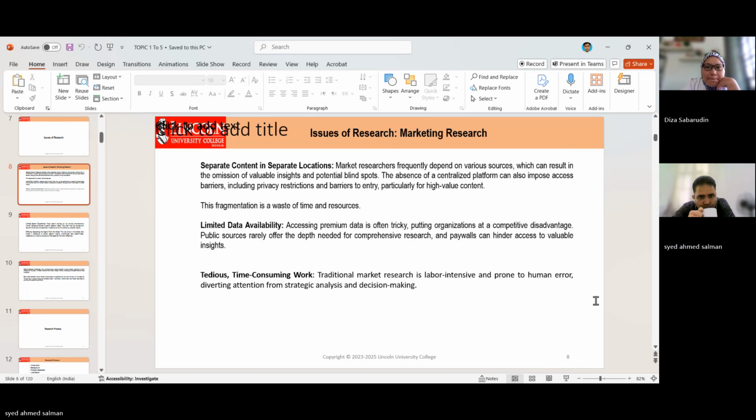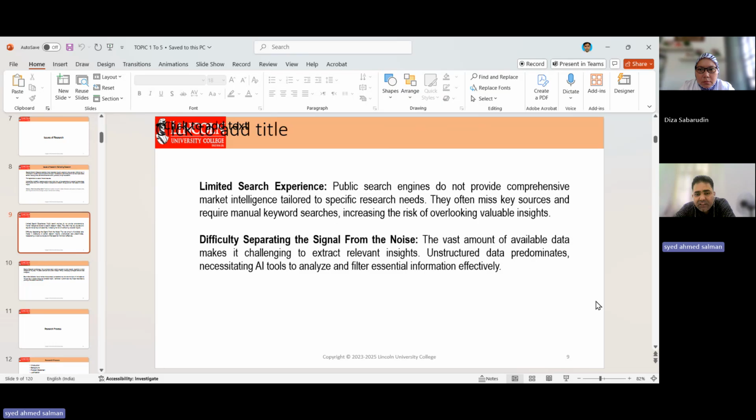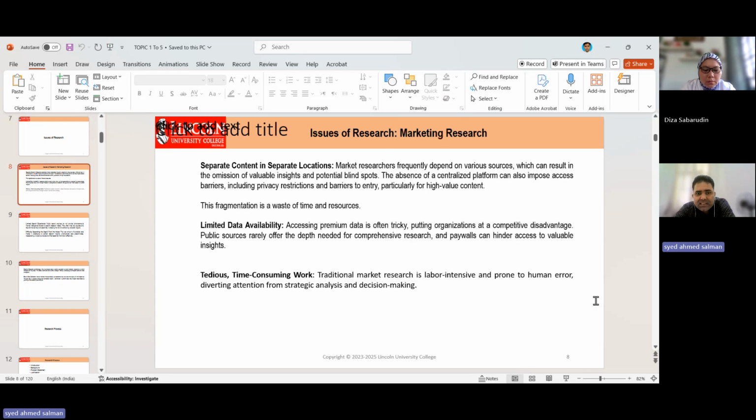Okay, go through this. If you do not have an answer, please ask me. First, try to understand how to overcome separate content in separate locations, limited data availability, tedious time-consuming work, limited search experience, and difficulty separating the signal from the noise. Please try to learn and understand these things. If you do not understand, please let me know. We will discuss. First I want you to go through it. These issues are very important in the contemporary era. So you want 5 to 10 minutes? Is it okay for you? Sure, sir. Okay, thank you.